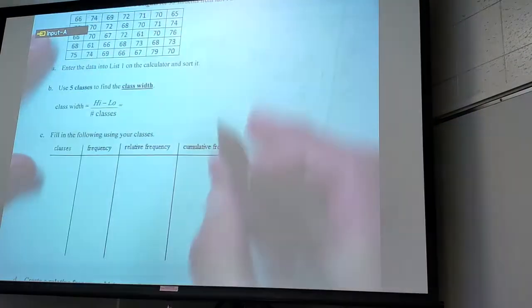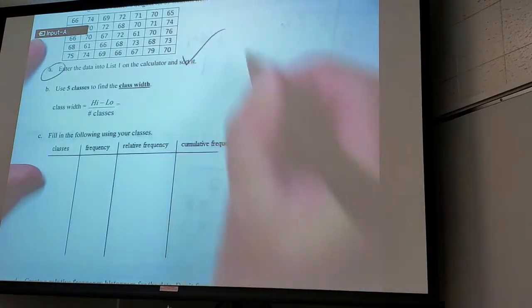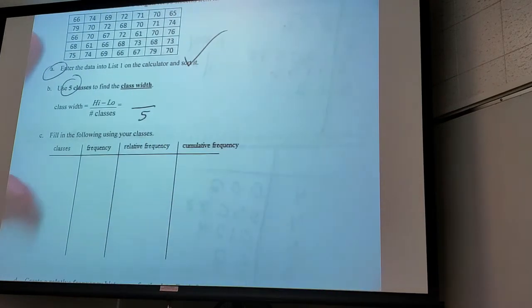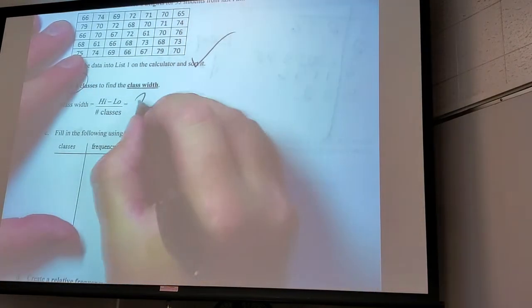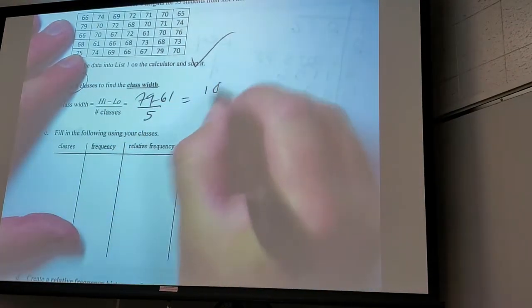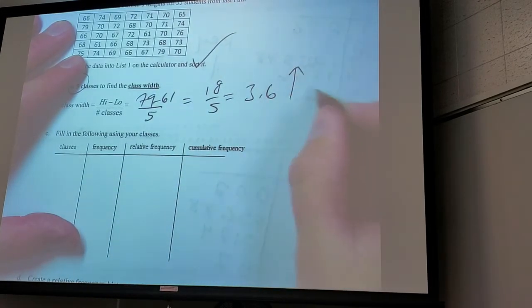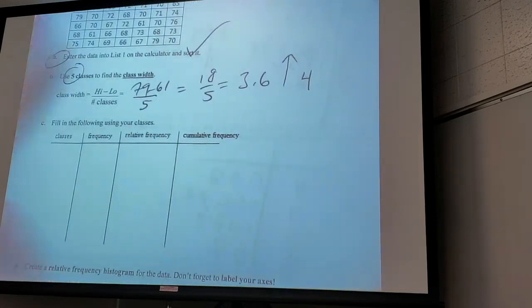So, we did this, check. Use 5 classes. Normally on a test or something, I'm not going to tell you how many classes you get to pick. What was the range? What's the high minus low? 18. Looks like the 79 and 61. 79 minus 61 is 18, which divided by 5 is 3.6, and of course you rounded up to 4. What if it would have come out to 3.3?